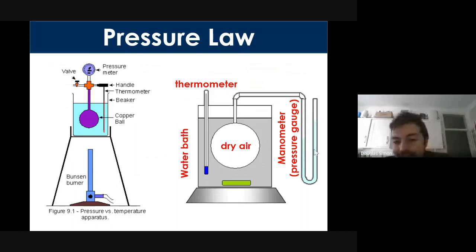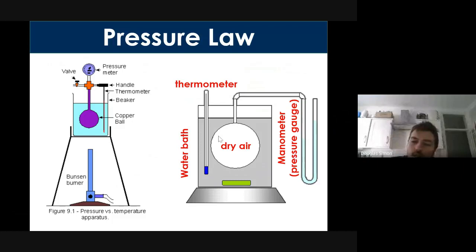If this pressure is equal to the pressure outside, obviously these water levels will be equal. If this pressure is higher than outside, then this side will be lower than the right-hand side. And if the atmospheric pressure is higher than inside, then the left-hand side will be higher, the right-hand side will be lower.